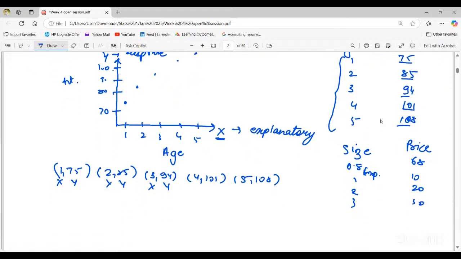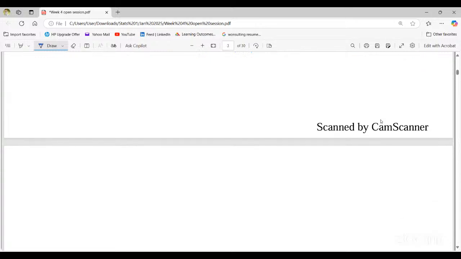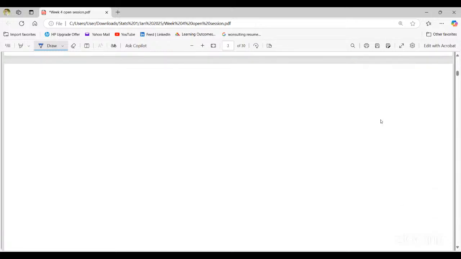Okay. So now if I'm given a scatter plot, how will I visualize it? There are four things by which we can describe the association through a scatter plot. The first thing is the direction.